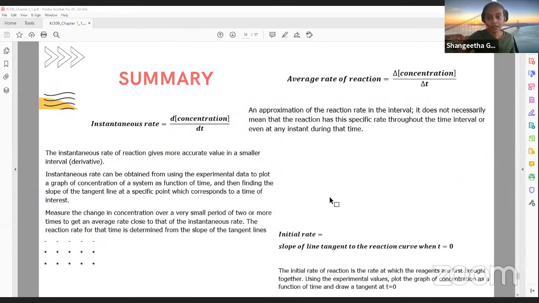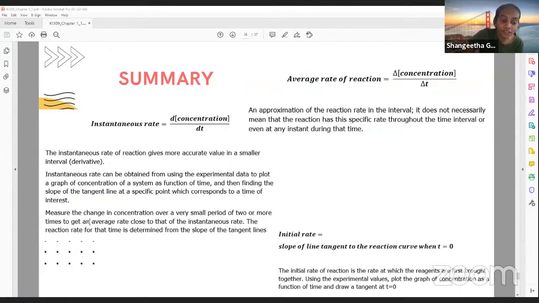So in order to summarize the rates that we have learned so far, we have the instantaneous rate. The instantaneous rate of reaction gives a more accurate value in a smaller interval, which is the derivative. You can obtain it using experimental data to plot a graph of concentration as a function of time, as we did earlier using Graphmatica, and then find the slope of the tangent at a specific point. So the instantaneous rate talks about a specific point that corresponds to a time of interest.